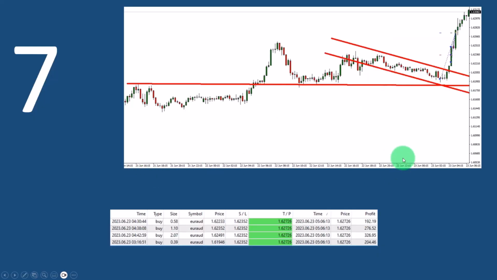Okay, this one's a little bit more tricky because it's a combination of horizontal support and non-horizontal support, and again you've got the bouncing channel in there. But what happens is when you have a non-horizontal support line and a horizontal support line coming together, we call that a confluence, and that creates a stronger level of support than would normally be the case, and that's what was traded, and the breakout happened and the deal was successful.